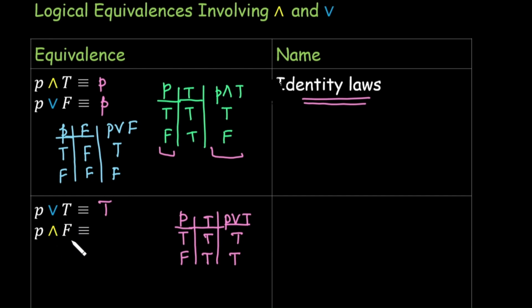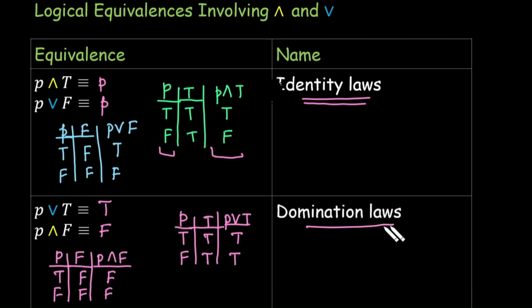For the next case, P and false. Let's check what this is logically equivalent to. P is either true or false, and we are operating with the false statement using the conjunction operator. P and false is false if any one of them is false, or we can say P and false is true only when both are true. Both are not true, so the statement is false. From here we can conclude that P and false is always false. The name of this law is the domination law.